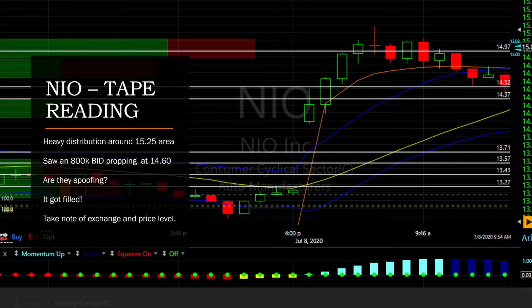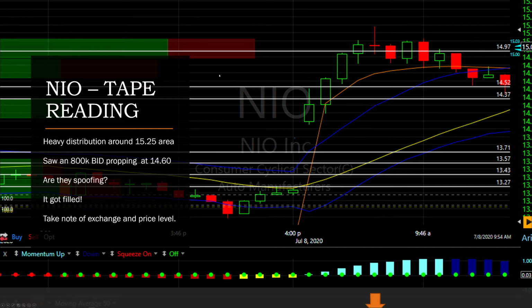Bookmap is very informative. It gives you a lot of good stuff, but it can be overwhelming. So I trade with another group of traders. There's about 15 to 20 of us in a room, and we're short sellers. And this day we were looking at the daily, and it just looked like Neo was ready to top out. And we saw heavy distribution hitting the tape around 15.25.